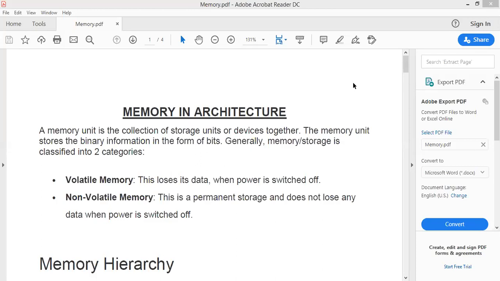Generally, a memory is classified into two categories: volatile and non-volatile memory. In volatile memory, it loses its data when power is switched off. But in case of non-volatile memory, it is a permanent storage and does not lose any data when power is switched off.